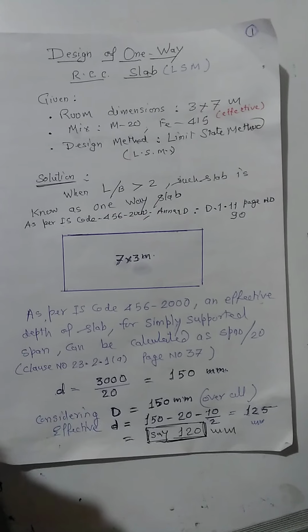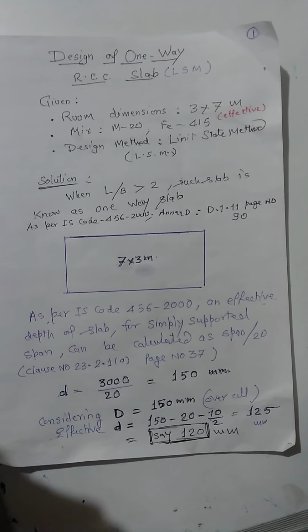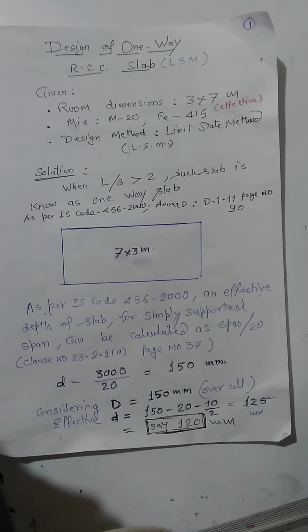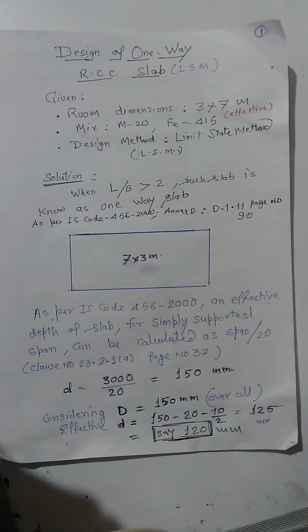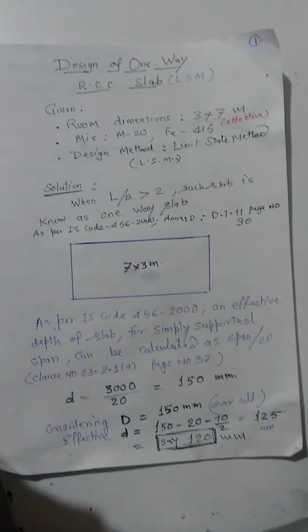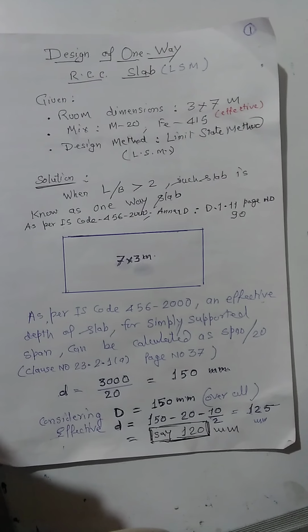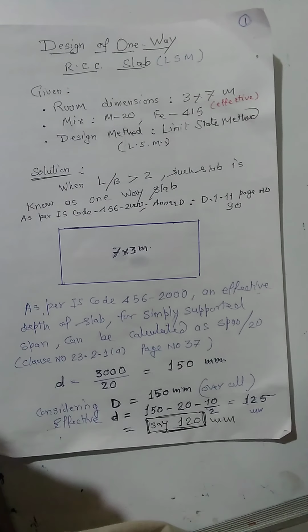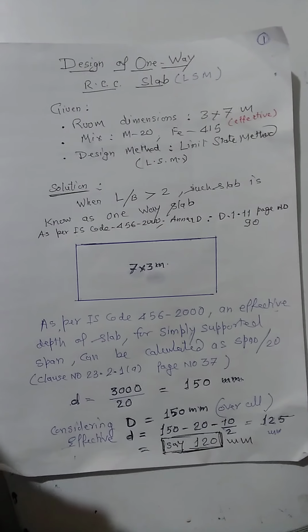Now we have to see the ratio of L by B, length as well as width. When the L by B ratio is greater than 2, we call this a one-way slab. It is already mentioned on page number 10 of IS code 456-2000.